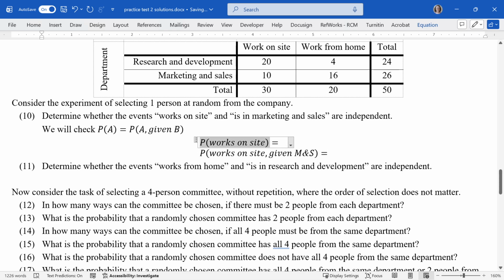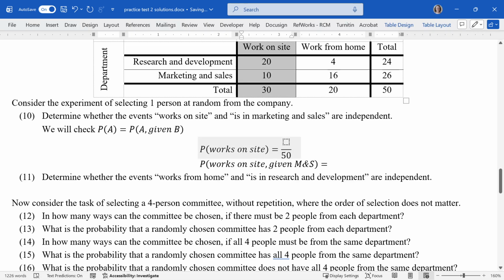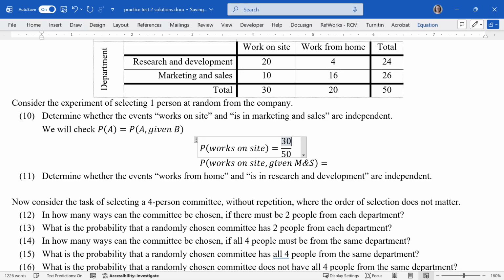Okay, let's do the first part first. Probability that the person works on site. I'm just picking one random person from the whole company, so it's out of 50. And then works on site, there are 30 people that work on site. So 30 out of 50, or 3/5.